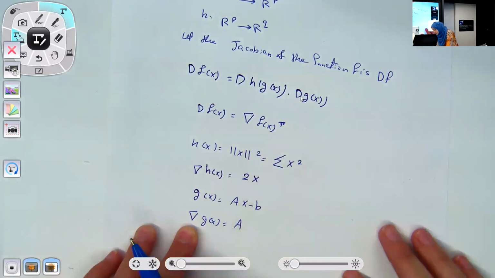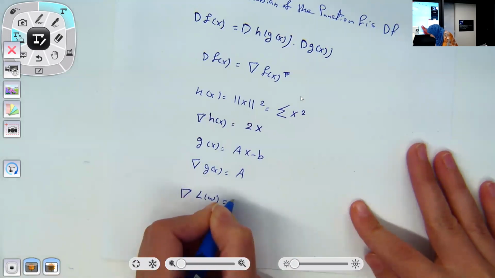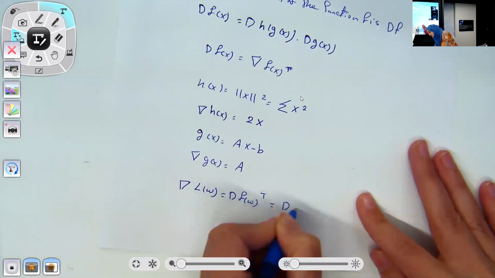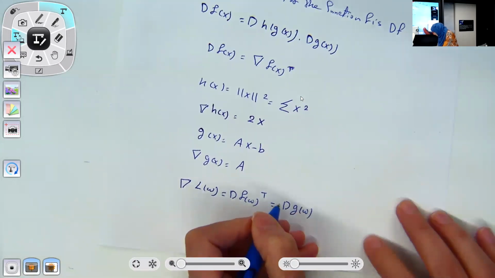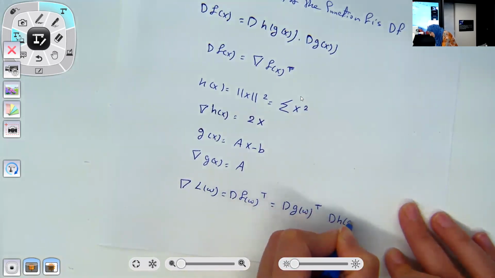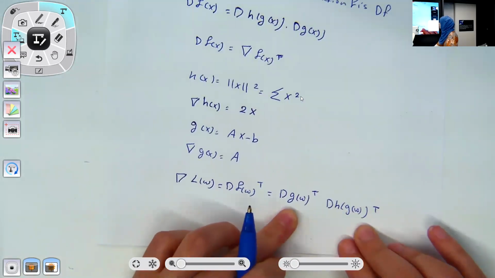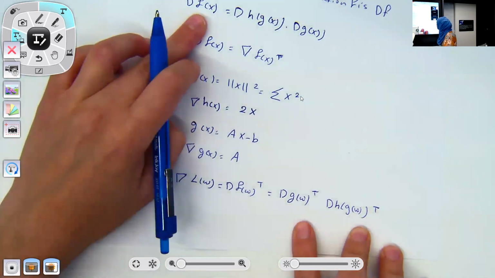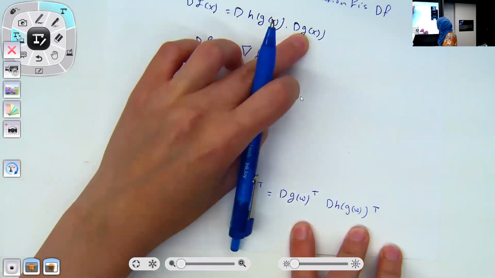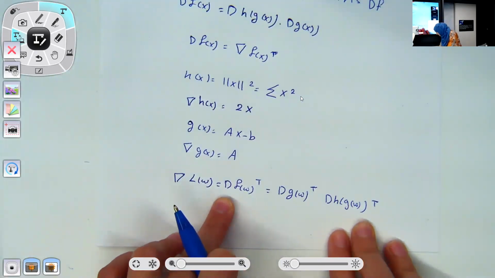Okay, so the gradient of L of omega equals the Jacobian of f of omega transpose, which equals the Jacobian of the function g of omega transpose times dh of g of omega transpose, by using the chain rule. This is by using the chain rule because we define the same thing here: df of x equals dh of g of x times dg of x. Here we multiply everything and take the transpose for everything, okay?